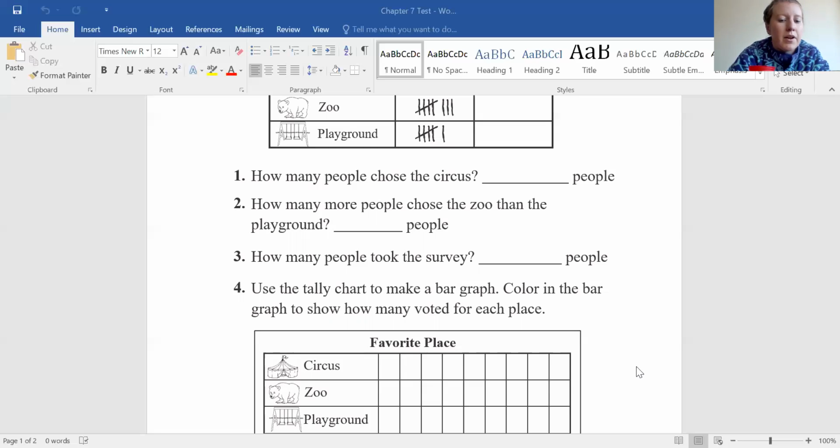Good, color in that bar graph. Make sure it matches exactly the tally chart at the top. Good job.